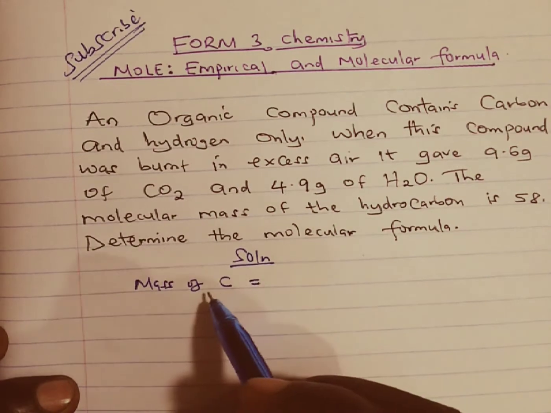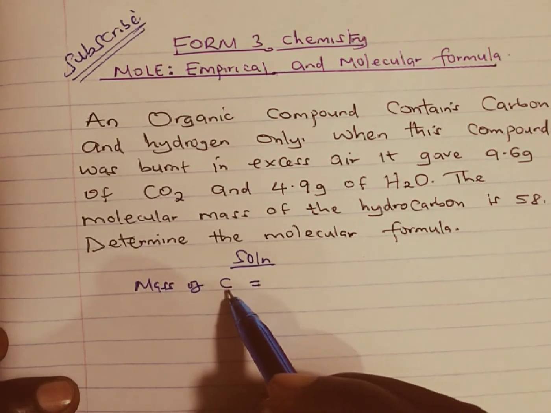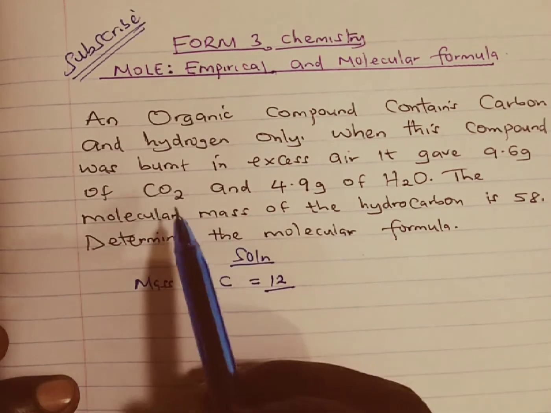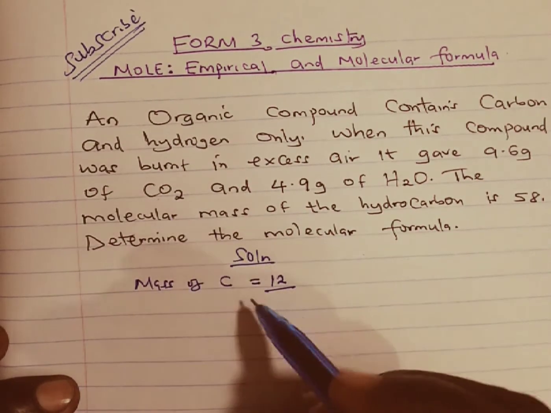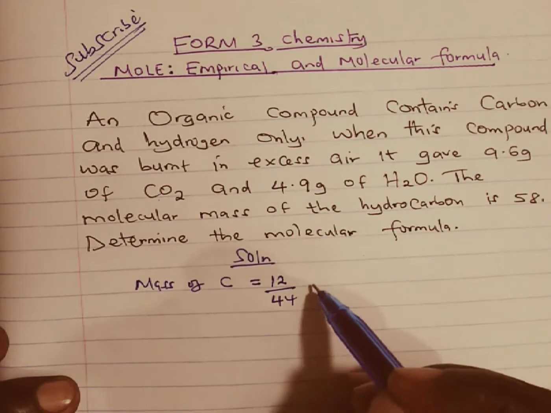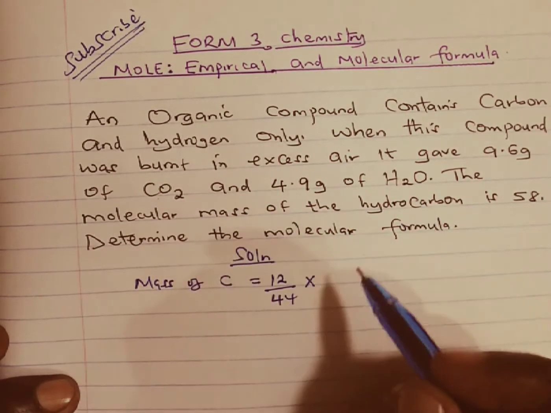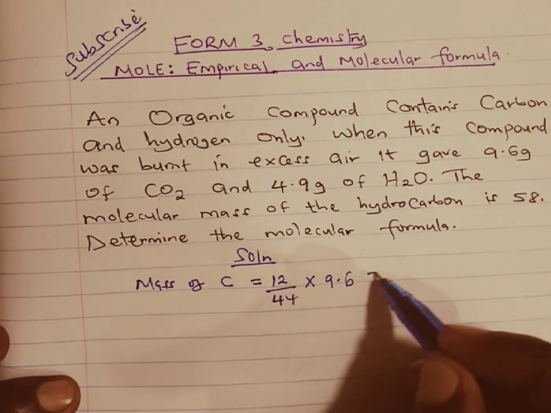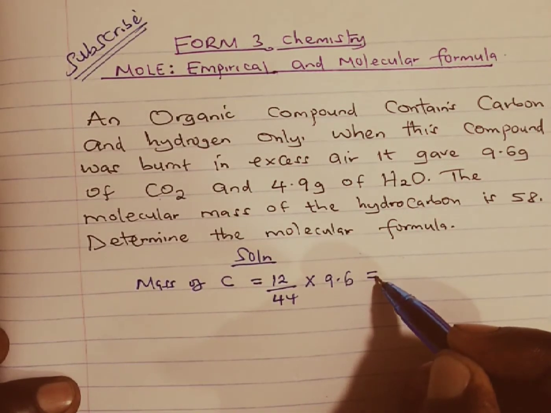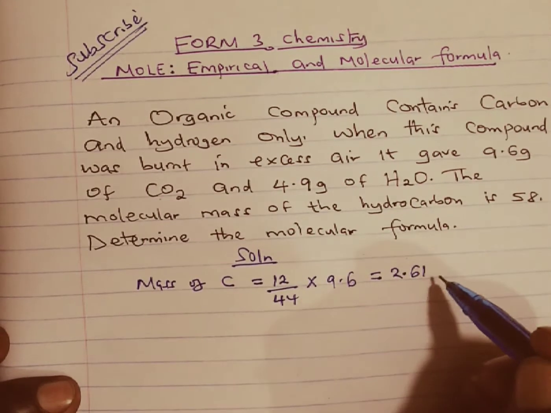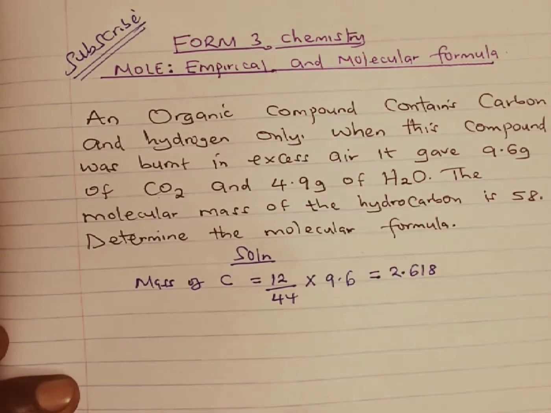We know carbon has a relative atomic mass of 12 divided by the molecular mass of carbon dioxide, which is 44. We multiply by the mass that was produced of 9.6, and this one gives us 2.618 to 3 decimal places.